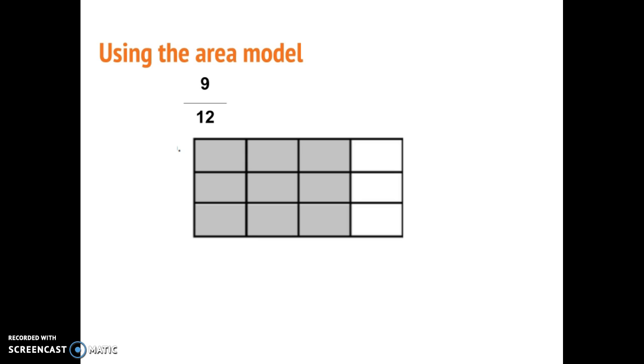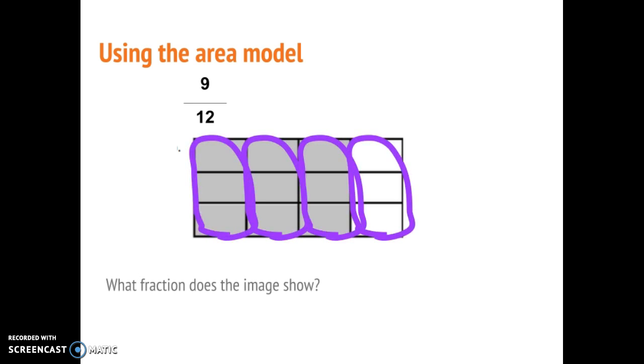Now, again, using the area model, we're looking for groups, and this time instead of looking for groups of 2, we're looking for groups of 3. So we found our groups of 3. Now there are 4 groups total. 3 are shaded and 1 are not shaded. So our area model supports our answer of 3/4 from the previous slide.